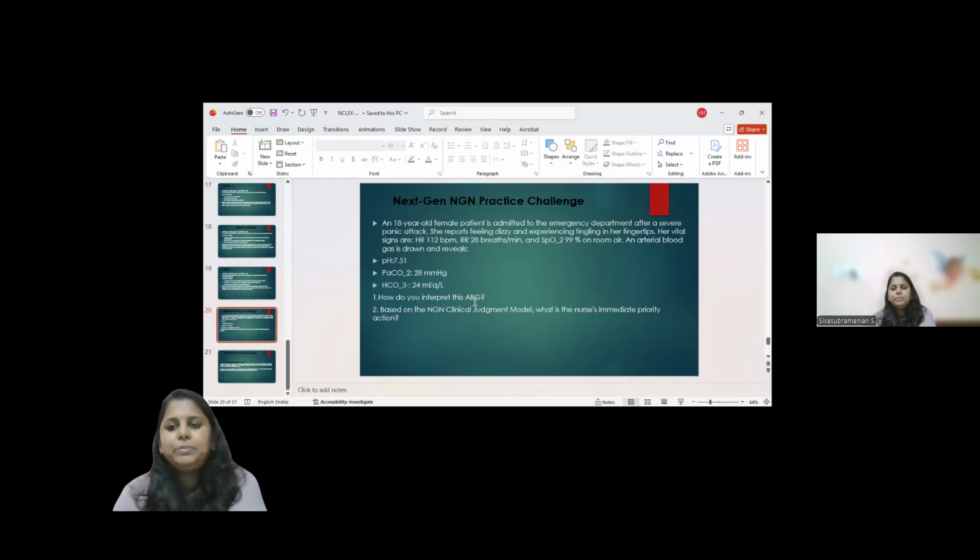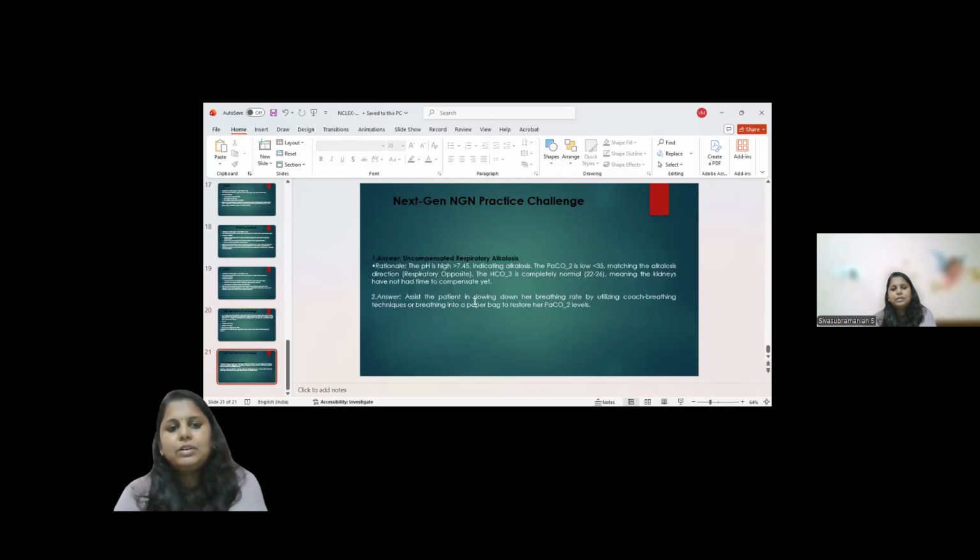Okay, our time is up. Let us discuss the answer. The first answer is uncompensated respiratory alkalosis. Why is it uncompensated respiratory alkalosis? Because the pH is high, which indicates alkalosis. PaCO2 is low, so respiratory is opposite. Definitely it is a respiratory alkalosis.